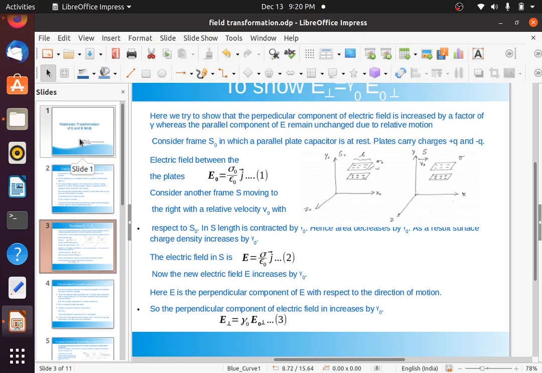how the perpendicular component of the electric field, the electric field that exists perpendicular to the direction of motion, is affected by the relative motion.